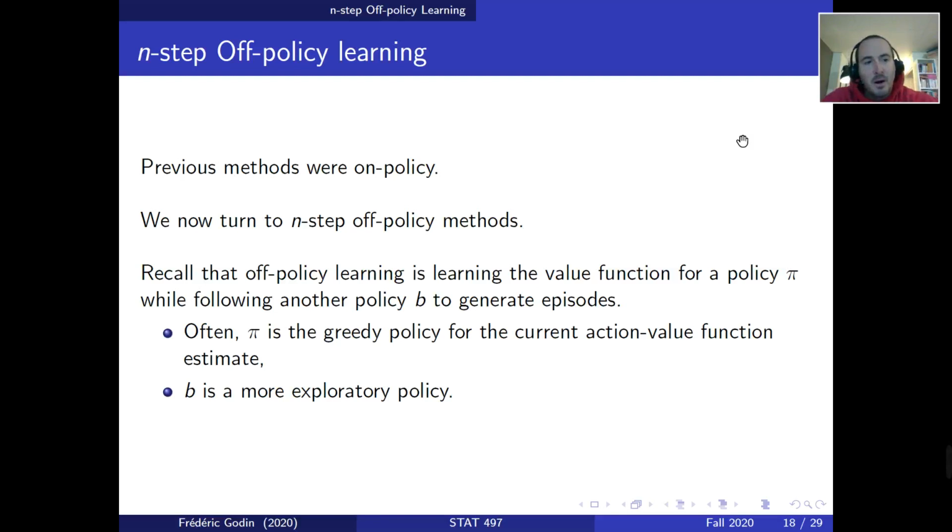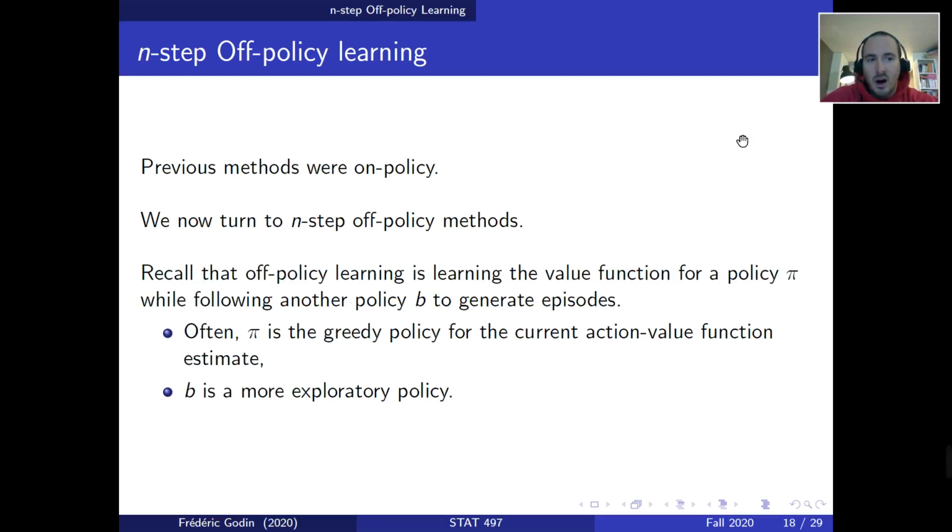So in the first part of the chapter, we introduced the n-step algorithms for the prediction problem, where a policy was fixed, and then we tried to predict the value function associated with the problem and the policy. After that, we introduced the n-step version of on-policy learning methods. So for the remainder of this chapter, we will discuss off-policy n-step temporal difference methods.